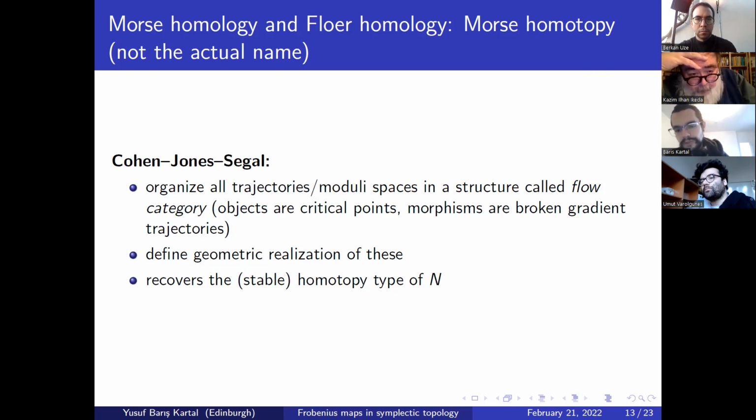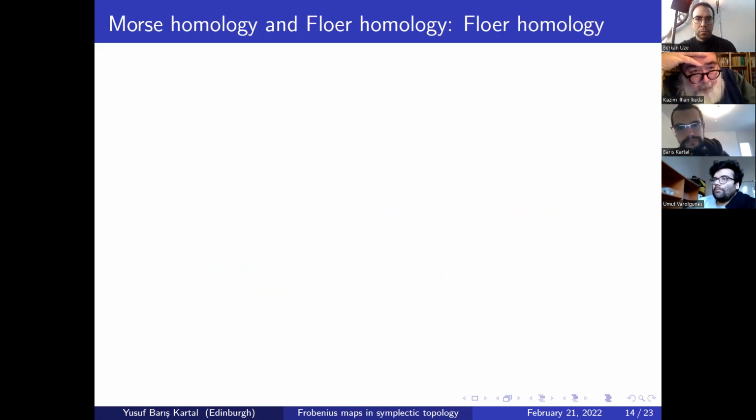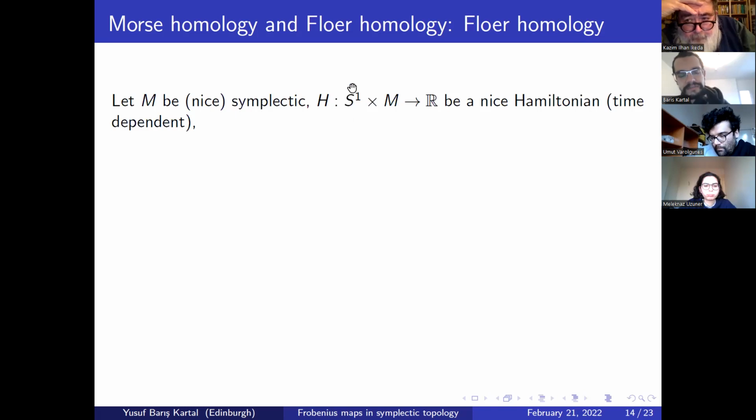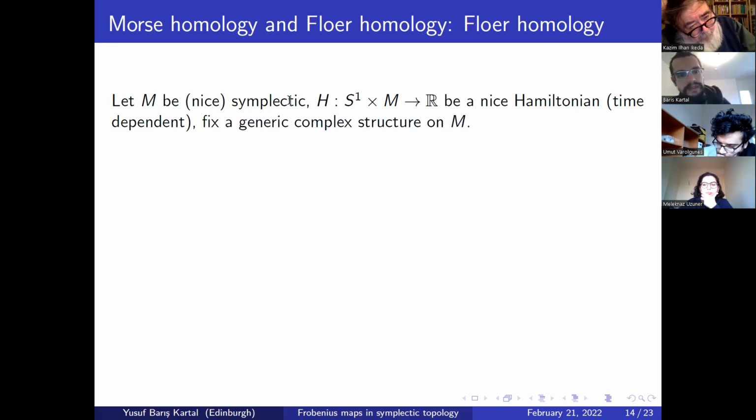Thank you. Sure. Okay, so Floer homology is a generalization. If you have a nice symplectic manifold, take a Hamiltonian function as before. This time I sinisterly added an S1 here. That means it's time dependent. Meaning the Hamiltonian was representing the total energy, but energy is no longer conserved, for instance. And you fix a generic complex structure on M. There is a little lie here, but I'm not going to say it right now.